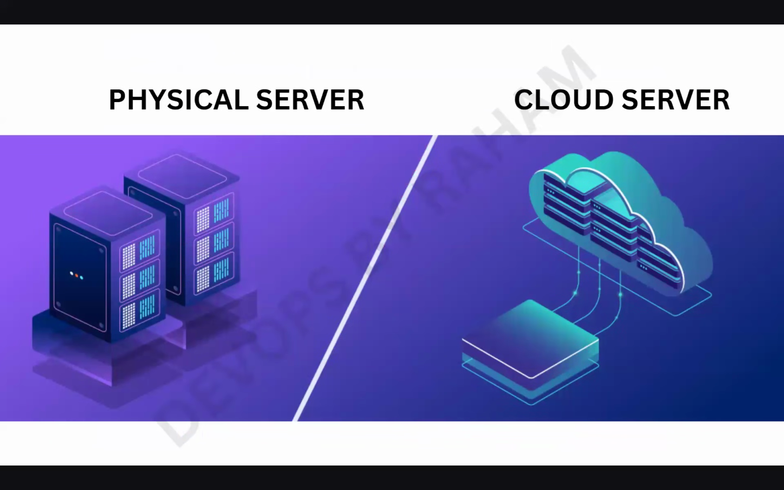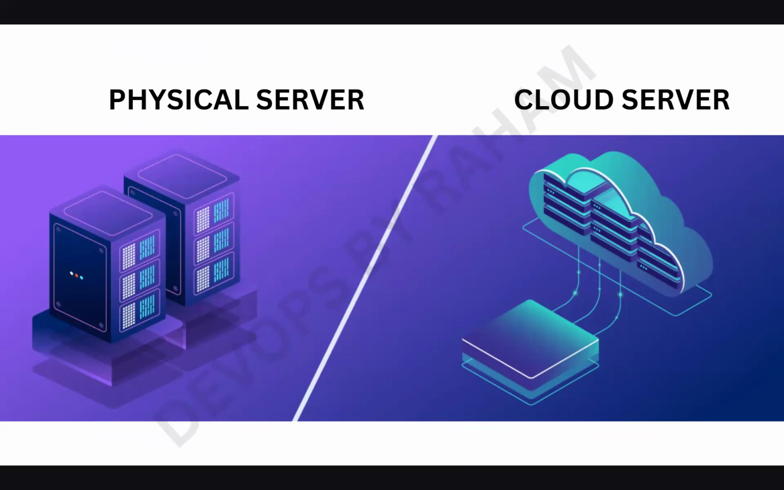So coming to the type of server, how many types do we have? 2. What are those? Physical server, cloud server. Which one is very, very cheaper? Cloud. Which one is expensive? Physical. And which one is easy to create? A cloud. Correct. So now I am going to create the cloud server.